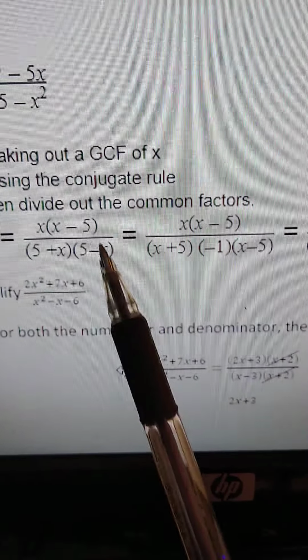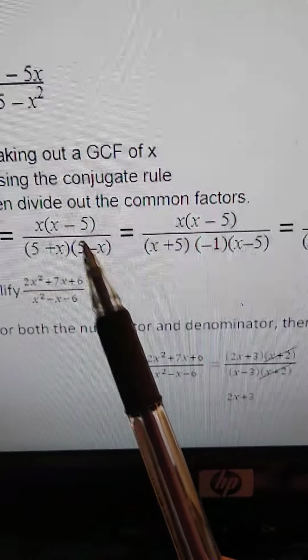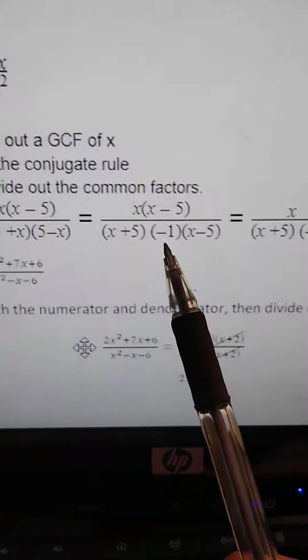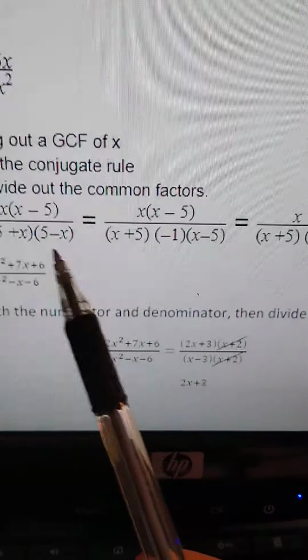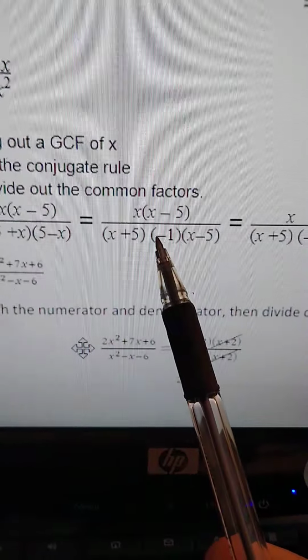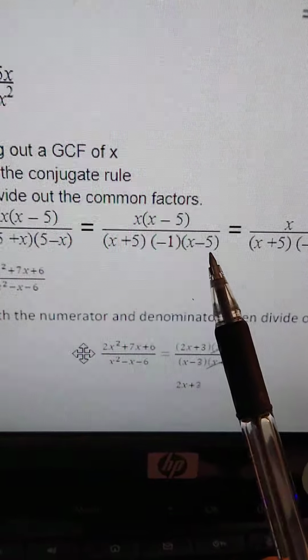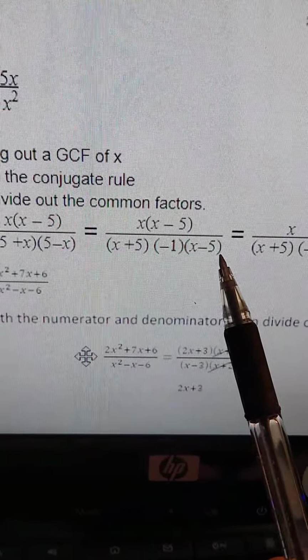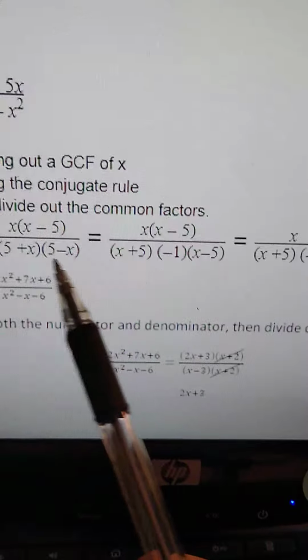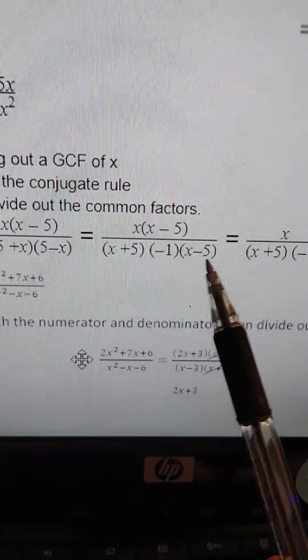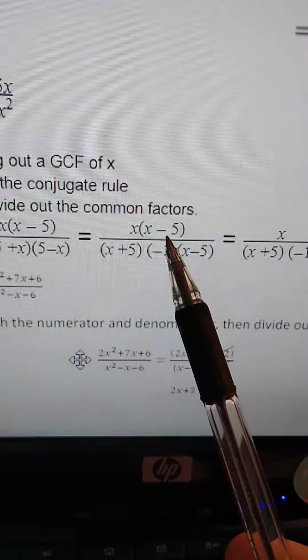Now, these aren't quite the same, x minus 5 and 5 minus x. So we're going to use a trick that we learned earlier this year. If I take a negative 1 out of this 5 minus x, take a negative 1 out like a GCF, then I can reverse the order and make x minus 5. So if I take a negative 1 out of 5 minus x, it makes negative 1 times x minus 5. Now I can cancel these two.